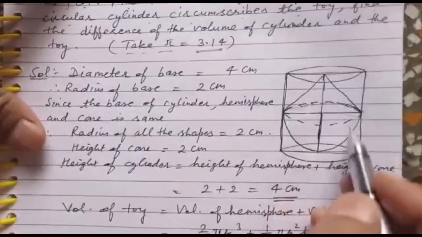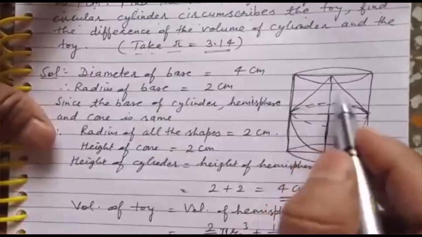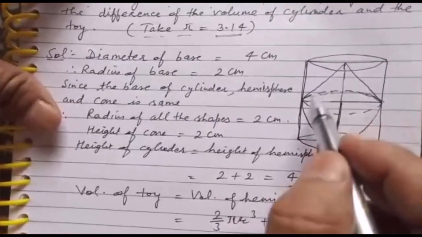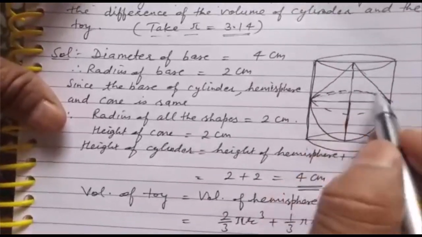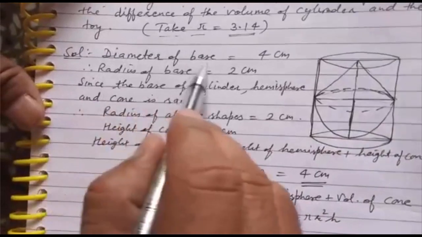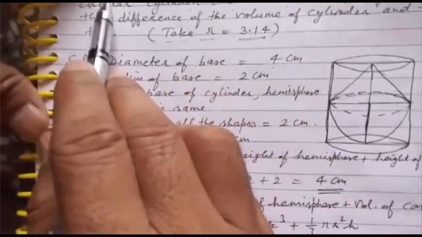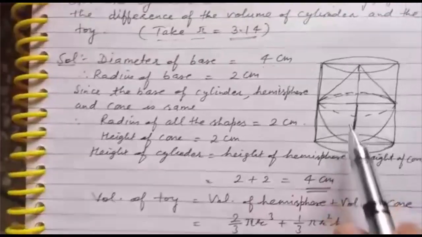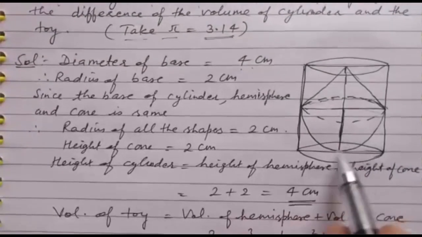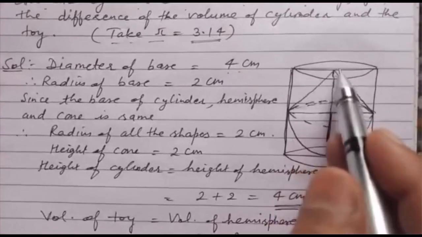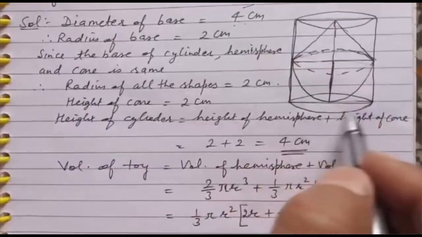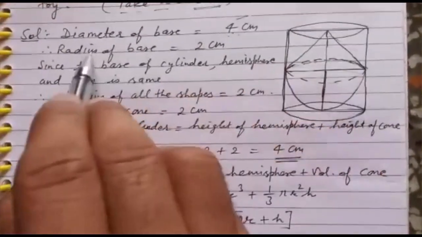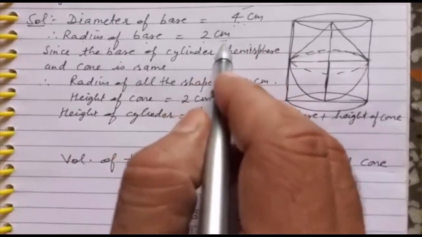So let us start. A combination of two shapes, a hemisphere surmounted by a cone. So if we need to find the volume of the toy, it means we need to find the volume of hemisphere and volume of cone. The diameter of base is given 4 cm in the question, and you can see the base of all the shapes, the base of cylinder, hemisphere and cone is same. So the diameter of base is 4 cm. It means the diameter of all the shapes is 4 cm. The radius of base will be half of the diameter, that is 2 cm.